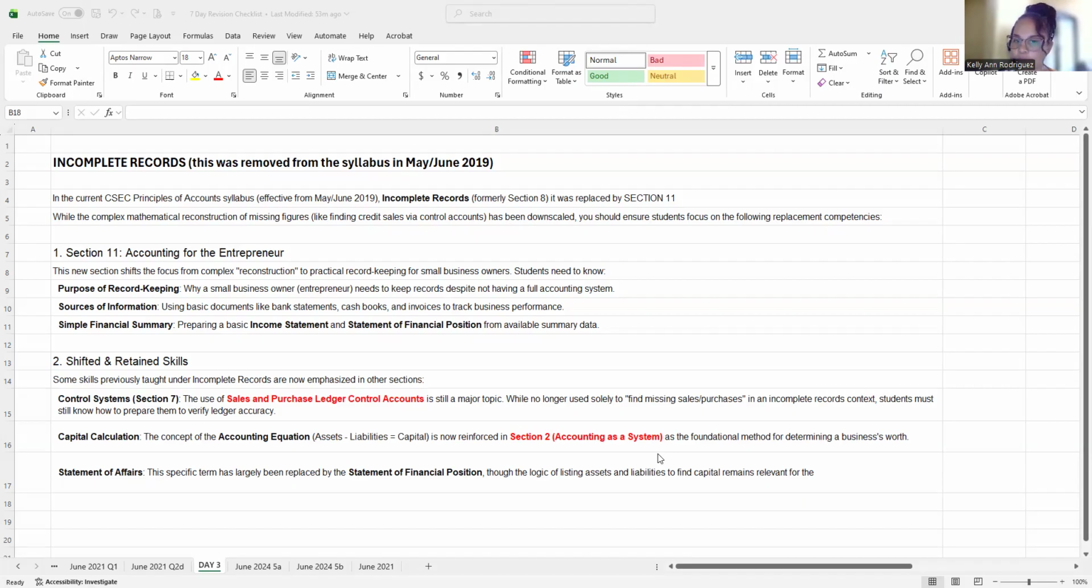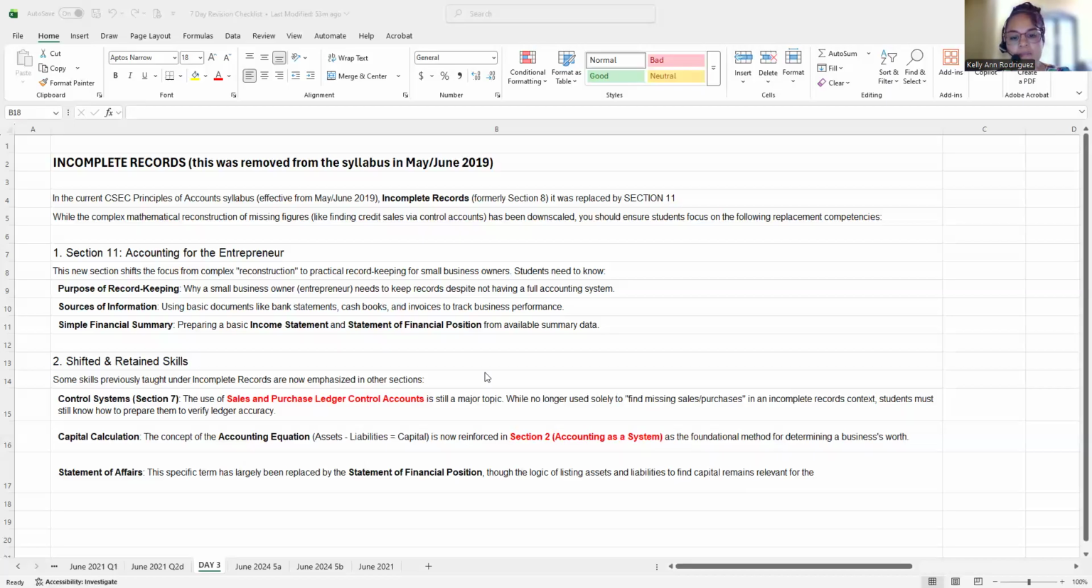There are 11 sections in the syllabus. Know the section and what it relates to. The syllabus is like your guide. Like when you buy something for the first time and you have to set it up, it's like your guidebook. Most people don't like to read that book as an adult, right? But nevertheless, incomplete records was completely removed.